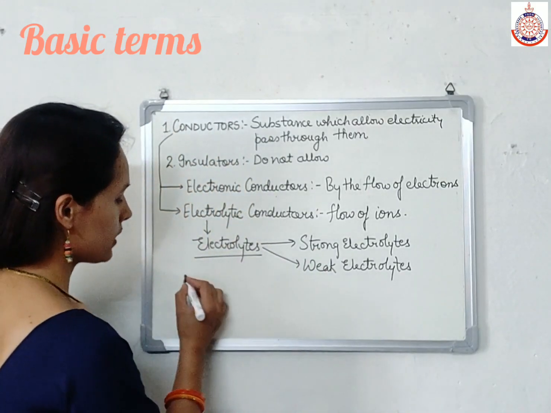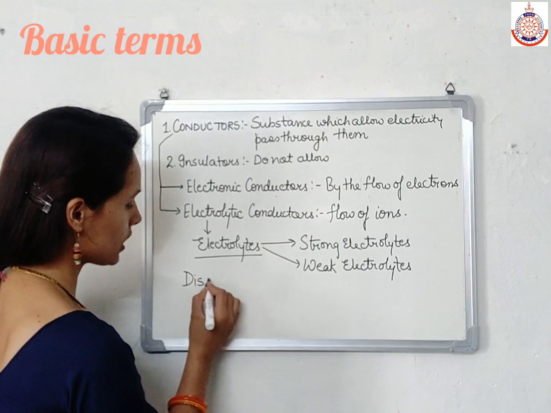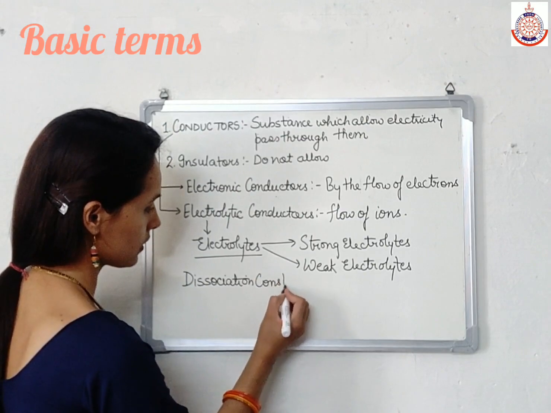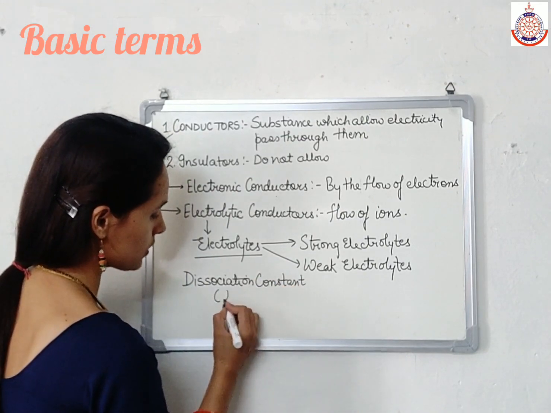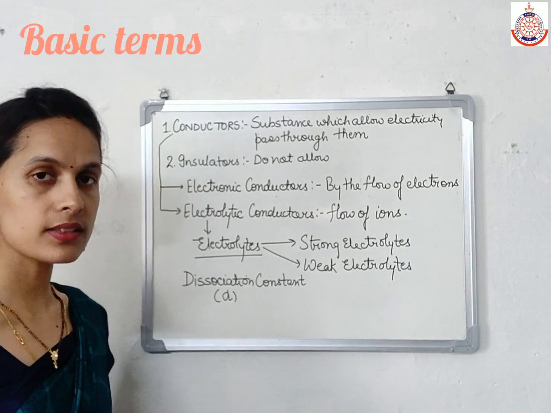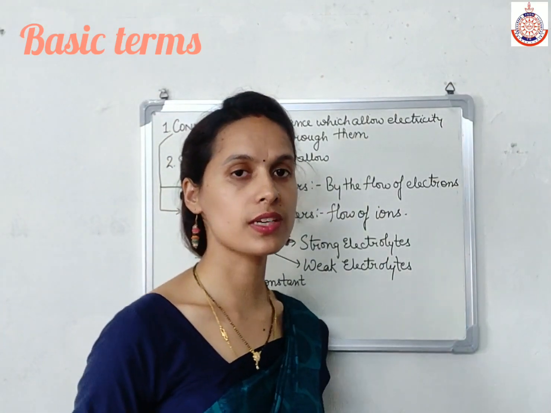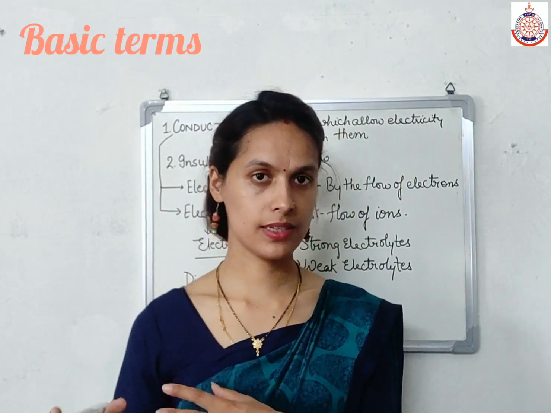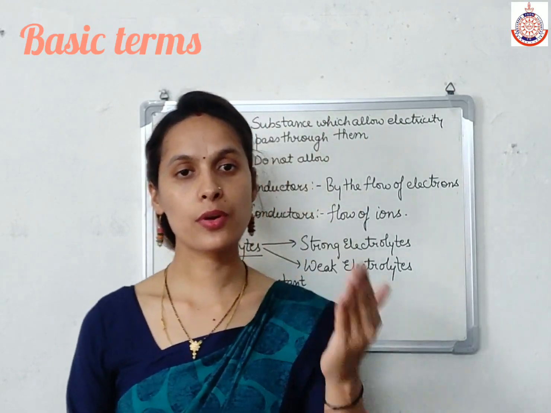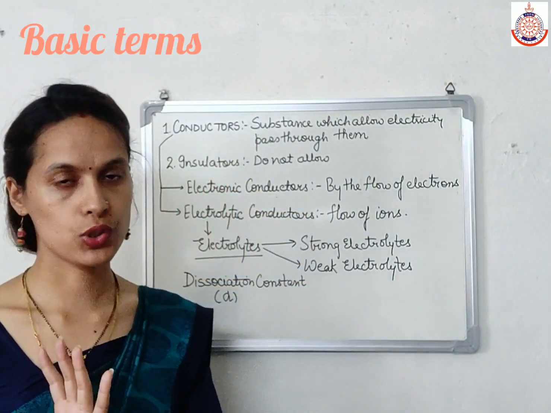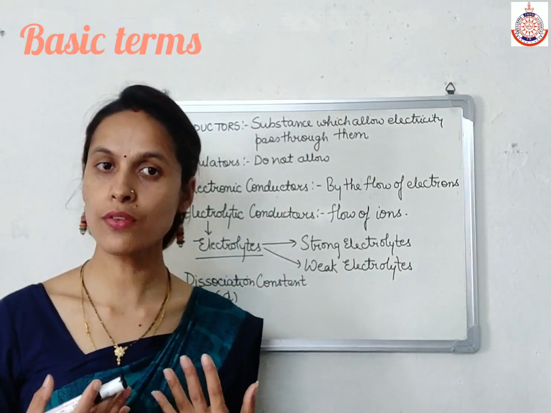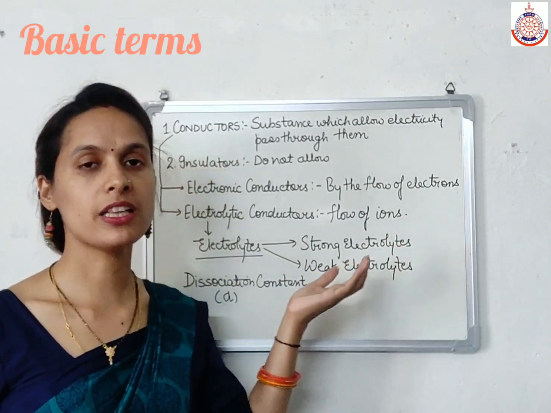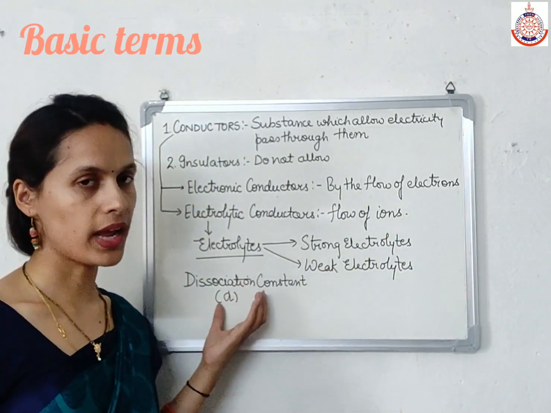Now here one term is there, that is the dissociation constant, which is represented by alpha. Now what is the dissociation constant? The dissociation constant is a ratio of the number of molecules which undergo dissociation or decomposition by the passage of electricity to the total number of molecules present in the electrolyte. So the number of molecules dissociated divided by the total number of molecules is known as alpha.